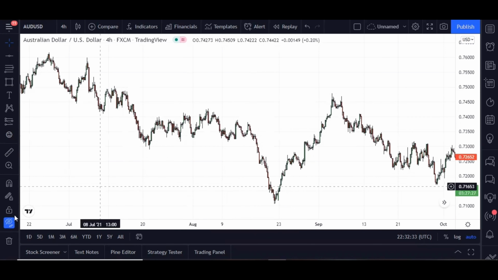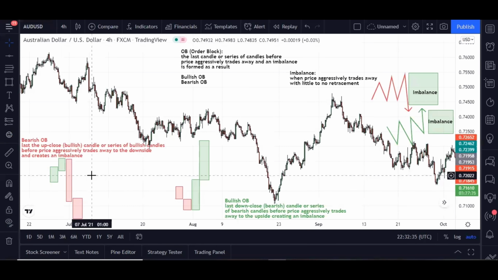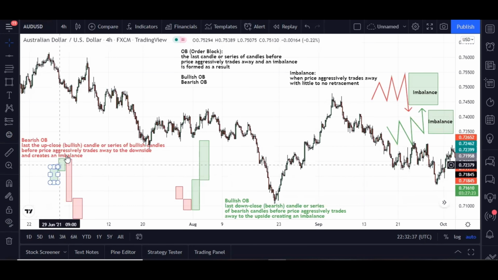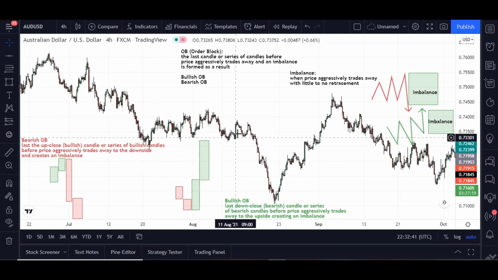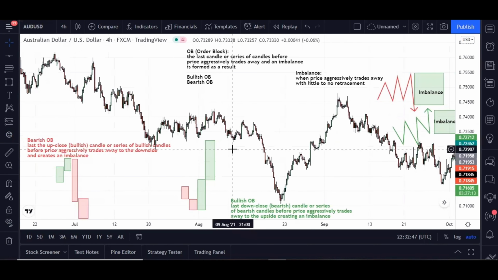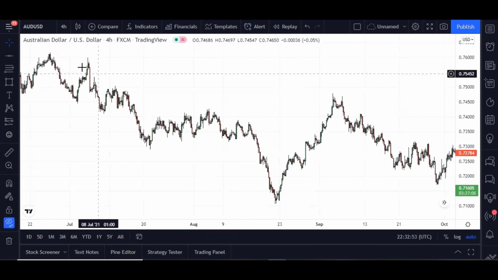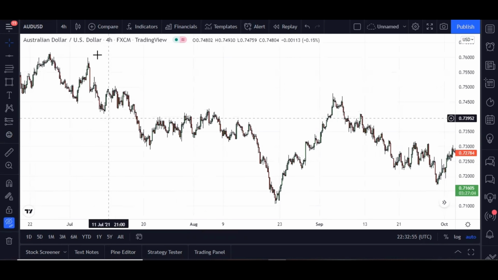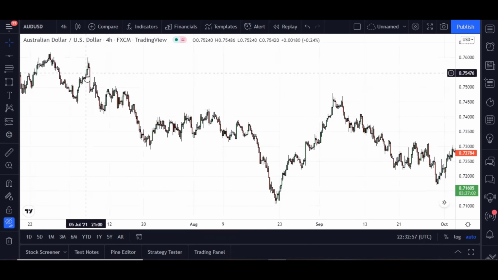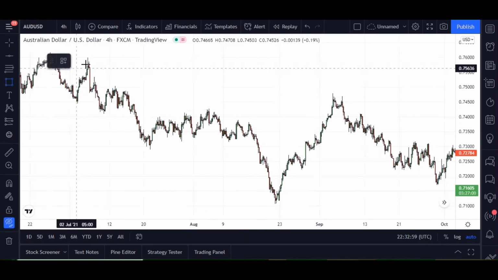So now that we know that the order blocks are the last candles before price aggressively trades away, what are these candles representing? These candles are representing orders, buy orders and sell orders. That's what these candlesticks are representing. So when we say that there's mitigation that needs to happen, what we're saying is essentially with an order block here, we have a bearish order block.